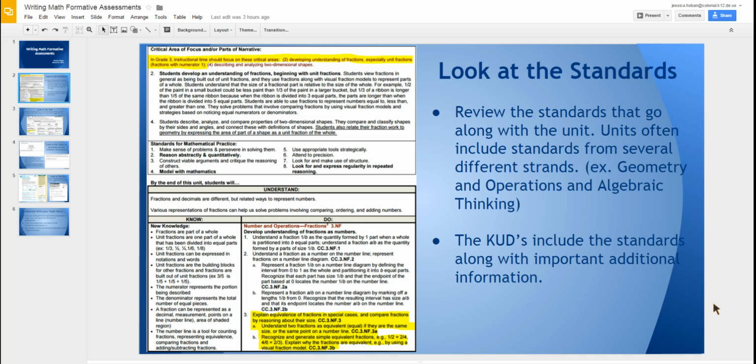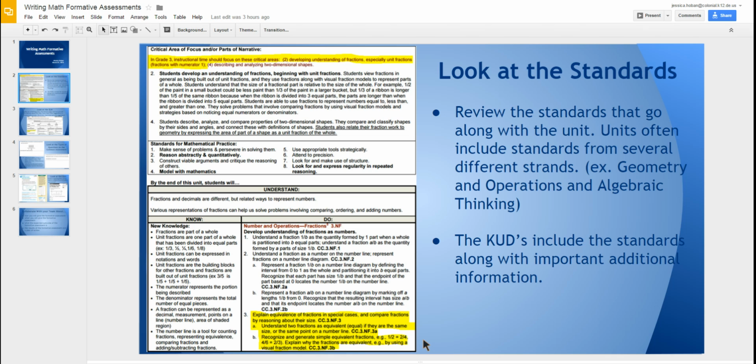And what I did was I pulled a third grade KUD that was created when we began LFS in our district. And I highlighted just two important parts. So the first part is the critical areas. In this unit, I think it's going to be important to develop an understanding of fractions and unit fractions. So then I went down to the do column, and in this column, you'll see all of the different standards that are addressed within this unit.